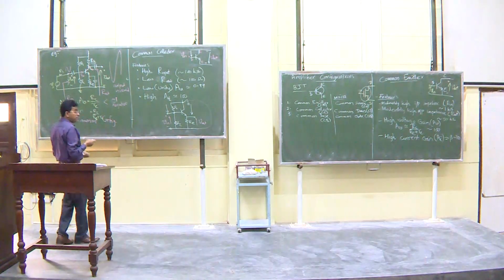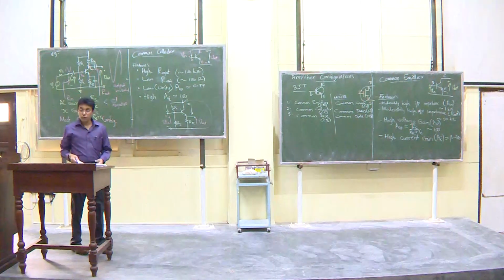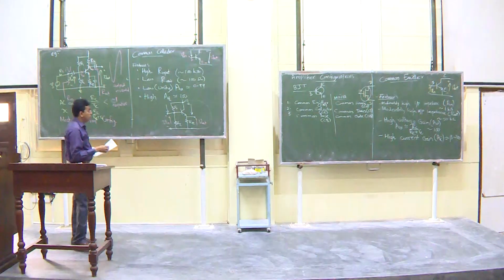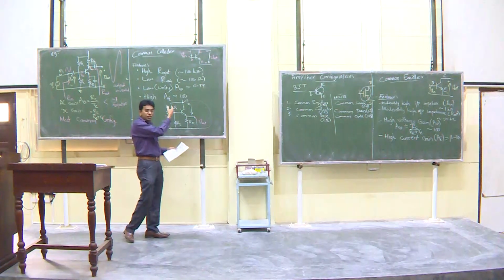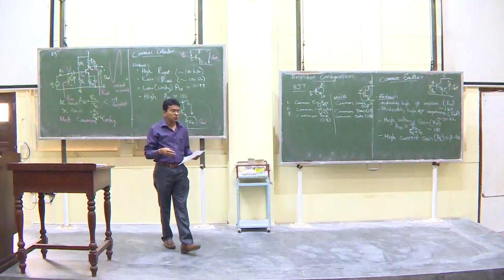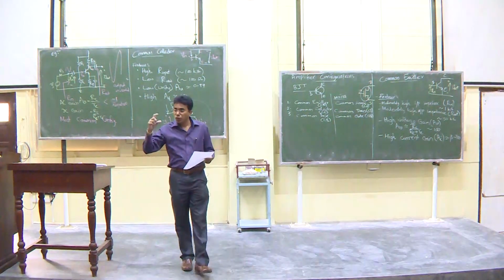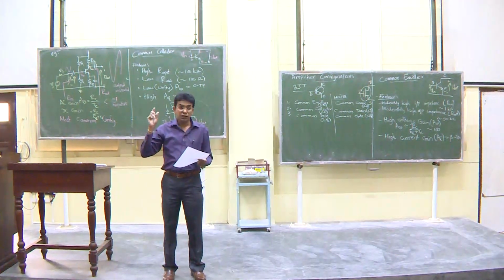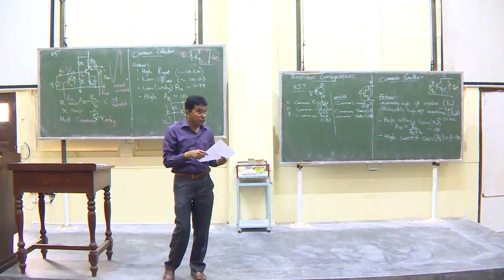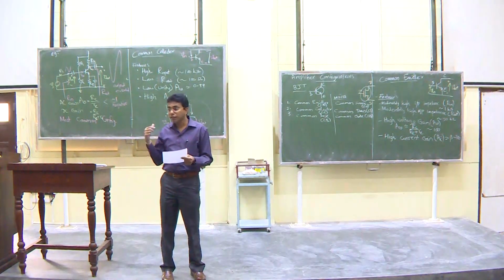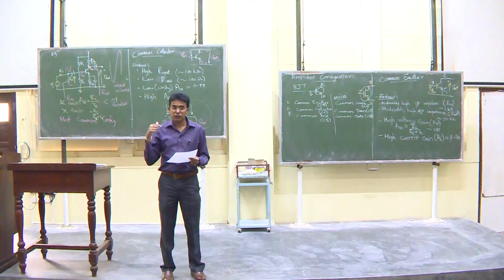And often this is used as a voltage buffer, very much. Otherwise you would think, why would I use this? If you do not get a voltage gain, yes, of course there is a current gain, why would I use it? Actually this is a very widely used circuit, the voltage buffer.